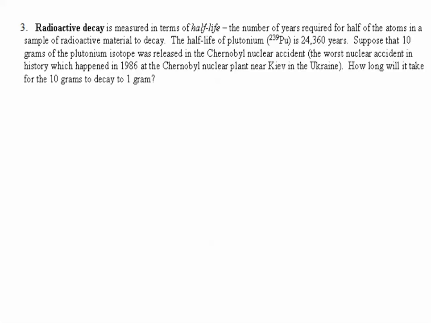Now we're going to apply it. Read along with me as I read out loud. Radioactive decay is measured in terms of half-life, the number of years required for half of the atoms in a sample of radioactive material to decay. The half-life of plutonium is 24,360 years. Suppose that 10 grams of the plutonium isotope was released in the Chernobyl nuclear accident, the worst nuclear accident in history, which happened in 1986 at the Chernobyl nuclear plant near Kiev in the Ukraine. How long will it take for the 10 grams to decay to 1 gram?